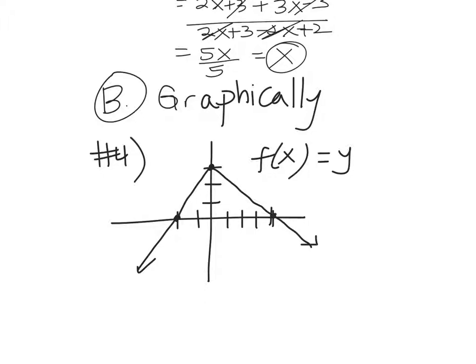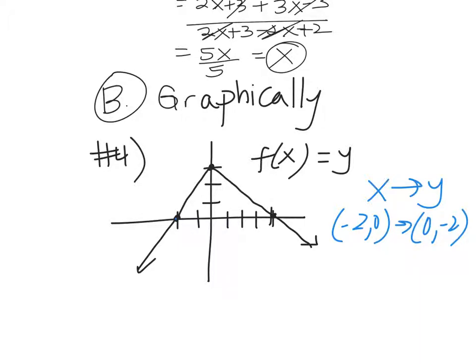All of our x's are going to become y's, and all of our y's are going to become x's. So look at this point right here. On f of x, that is the point negative 2, 0. It now becomes 0, negative 2. I'm going to plot that one. You don't have to plot all of them, just the key ones. This one right here is the point 0, 3. Becomes 3, 0.